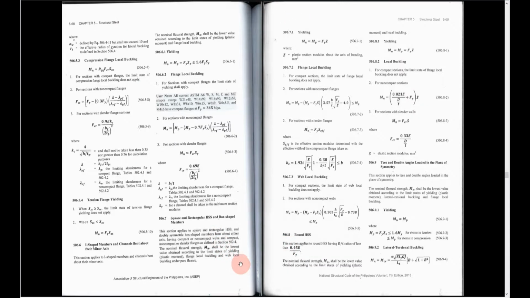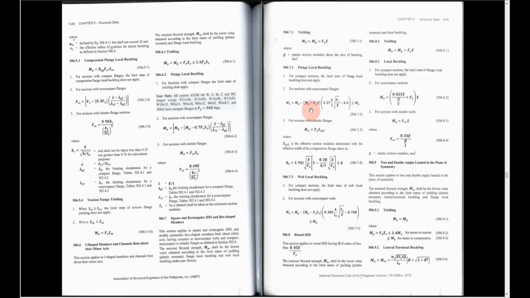And F7 has square and rectangular HSS and box-shaped members. The following formulas for yielding, flange local buckling, and web local buckling will be considered. So here are the formulas. This is for yielding, for flange local buckling, for sections with non-compact flanges. Here we will use this one since our flange is non-compact. So kindly take note of these formulas.